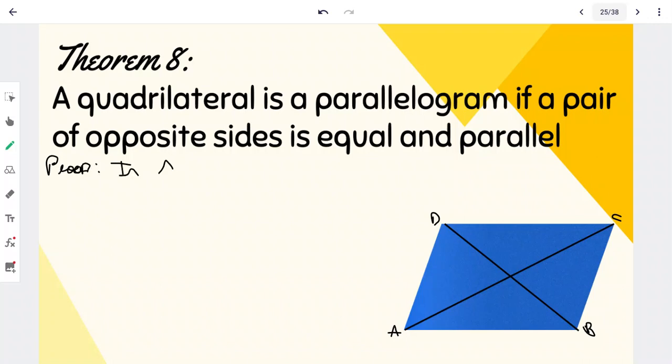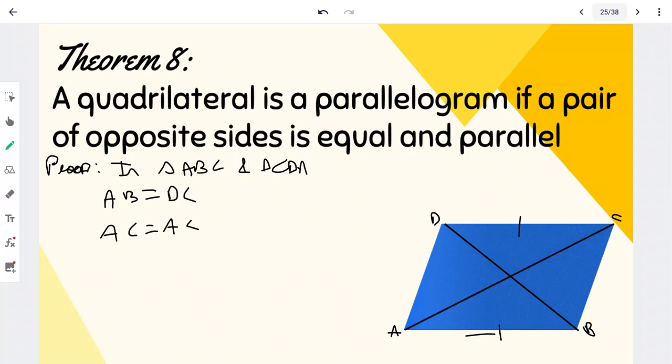Let's take triangle ABC and triangle CDA. In these two triangles, AB is equal to DC, that's given. It is given to us that the opposite sides are equal and also parallel, correct? AC is equal to AC, the common side. Then angle BAC is equal to angle DCA, correct? Oh sorry, not the full thing. One second.